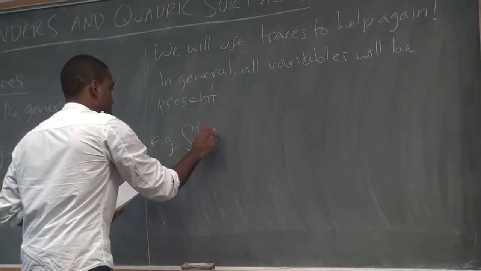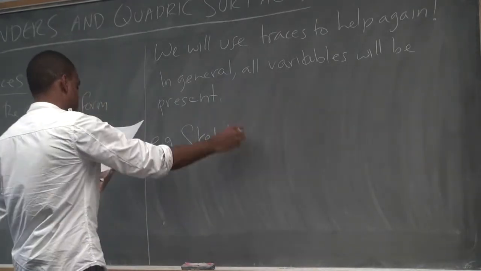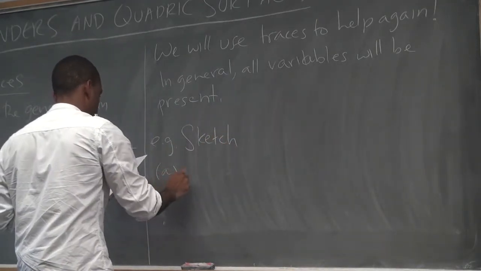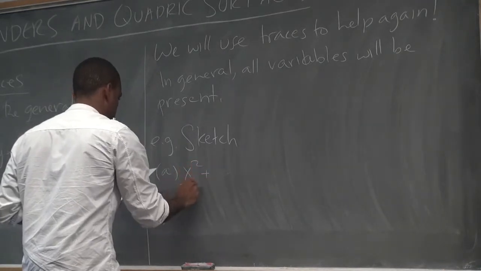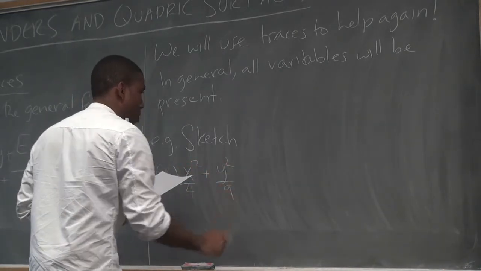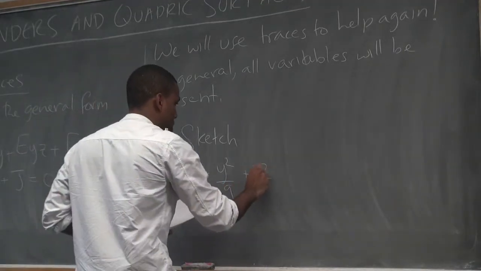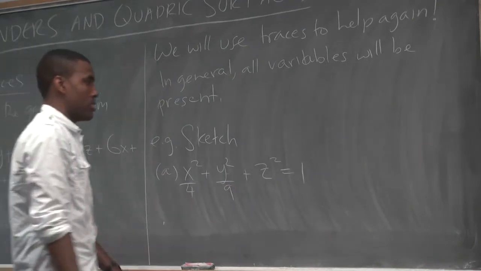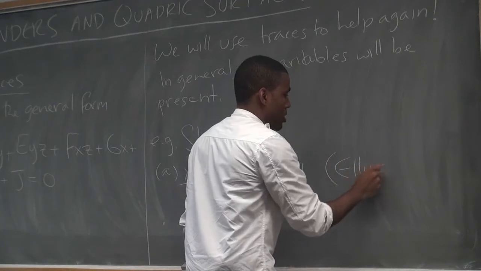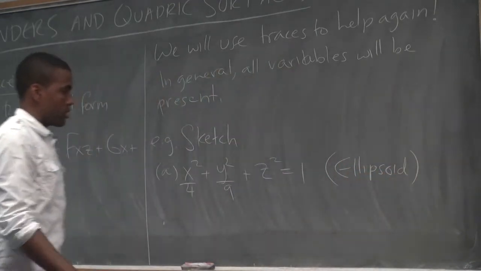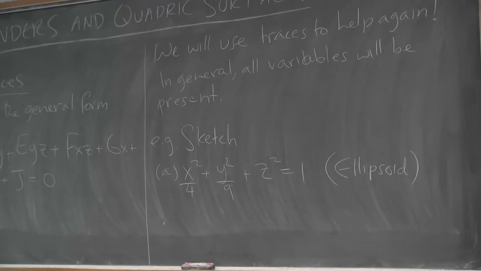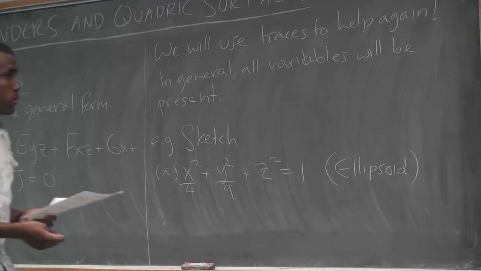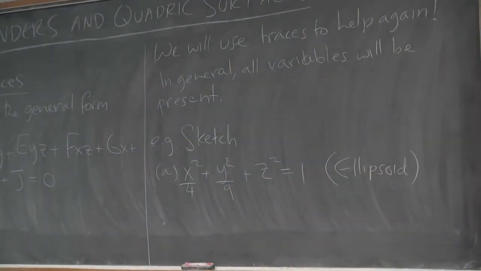Example: sketch. I'm just going to put a little tweak to the last example we did and throw in a z squared in there. This is called an ellipsoid. It's going to be the first one. And I have 3 more examples, but let's actually take care of that one first. It'll probably take up a lot of board space. I don't know.